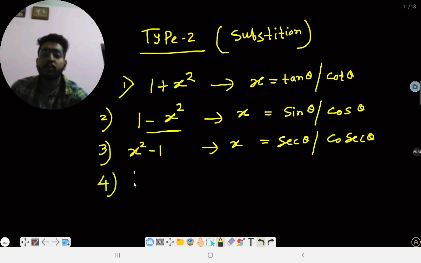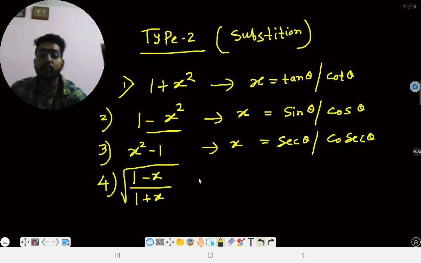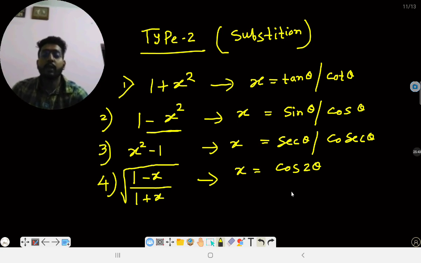And next, there is something in 1 minus x, 1 plus x. Whenever root over 1 minus x and root over 1 plus x come, you have to take x equals cos 2 theta, and use some formulas. So remember this type of substitution. Whenever this type of function comes, we'll take this type of substitution.